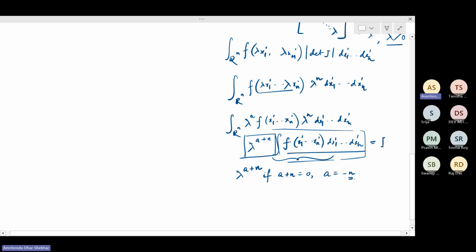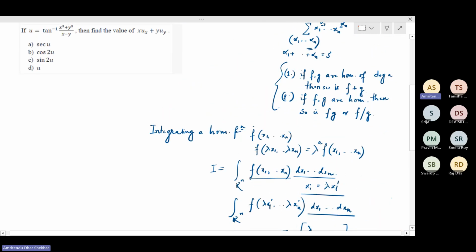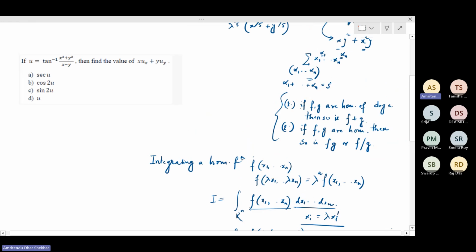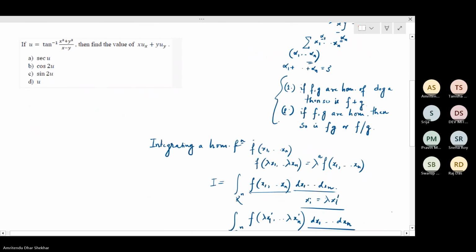Okay, so in other words, if we have a homogeneous function such that the integral of that homogeneous function exists, when I say the integral exists, what I mean is that if you integrate over Rn, then the integral exists for such a function. Then it is a necessary condition that the degree of that homogeneous function be equal to the dimension, so the number of variables. Okay. So I hope you got this part.